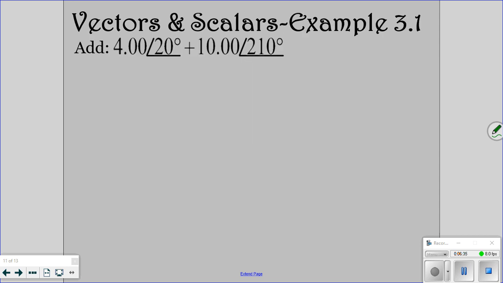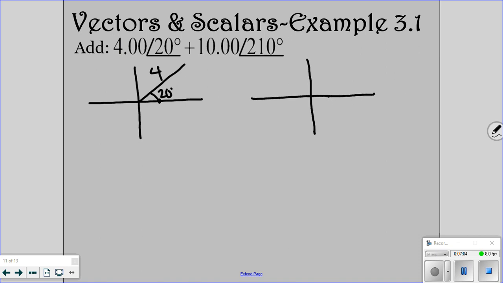So we're going to add these together. First thing you want to do is to draw an x-axis and a y-axis coordinate. Then you're going to place 20 degrees somewhere on there. Again, you always start from the positive x and you go around, and we're only going 20 degrees. So we're still going to be in the first quadrant, and that's going to be 4. Okay, now we're going to draw the next one.